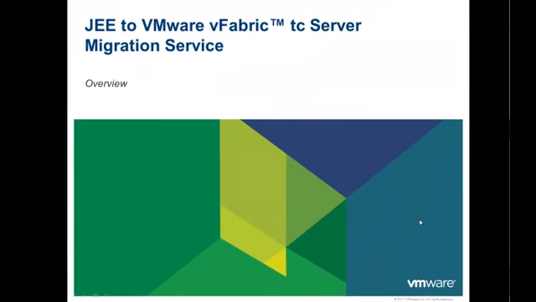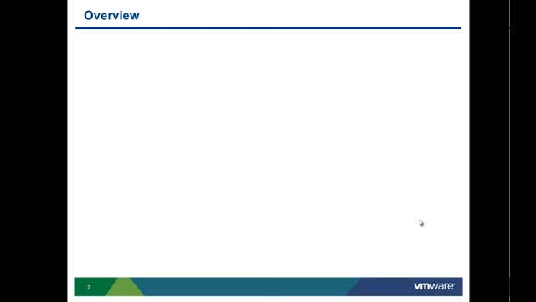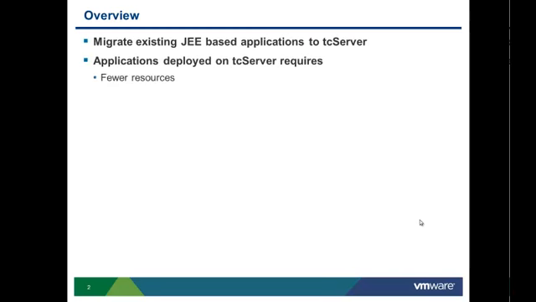VMware offers a JEE to vFabric TC Server migration service to help customers migrate existing JEE based applications from app servers such as IBM WebSphere, Oracle WebLogic, or Red Hat JBoss to vFabric TC Server. Applications deployed on simple lightweight containers such as TC Server require fewer resources, reduced license cost, and a smaller app server installation footprint requiring less hardware, which potentially allows applications to scale horizontally.